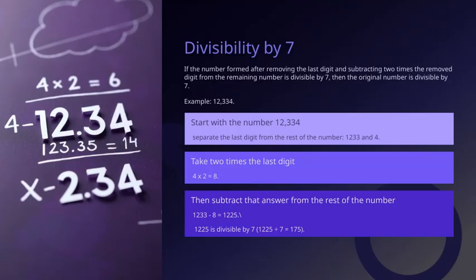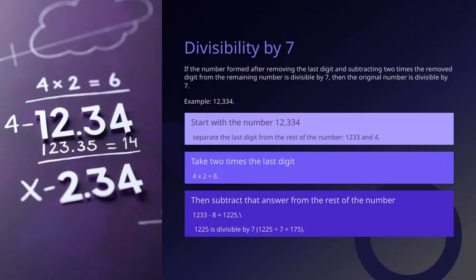Let's talk about divisibility by 7 today. The key idea here is that if you have a number and you want to check if it's divisible by 7, there's a handy trick you can use. Here's how it works. First, you take the last digit of the number and set it aside. Then, you look at the remaining part of the number. The next step is to multiply that last digit you set aside by 2. Once you have that, you subtract this result from the remaining part of the number. If this new number is divisible by 7, then the original number is also divisible by 7.